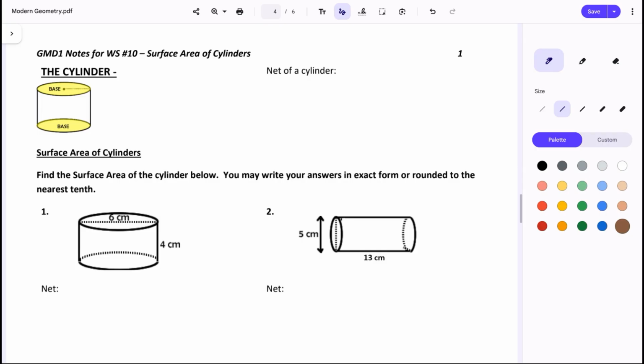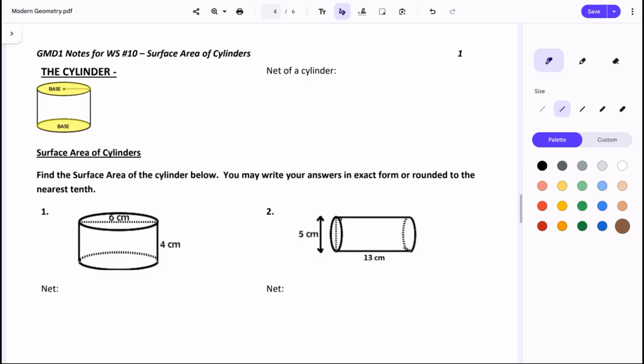Because it is a little bit different than how we found surface area of our prisms. The prisms, we had all of those flat polygon faces that we were using, like rectangles, maybe a triangle, maybe something even more weird like a hexagon or a pentagon. But we were able to find the area of all of those because they each have their own formula that we can follow. A cylinder is a little bit different, okay?